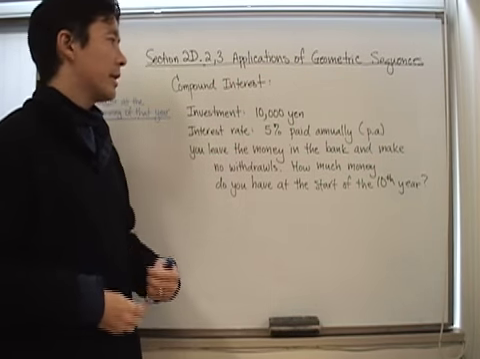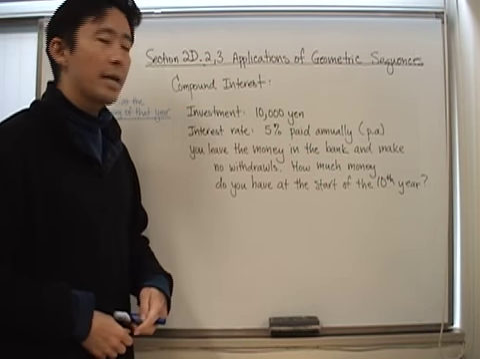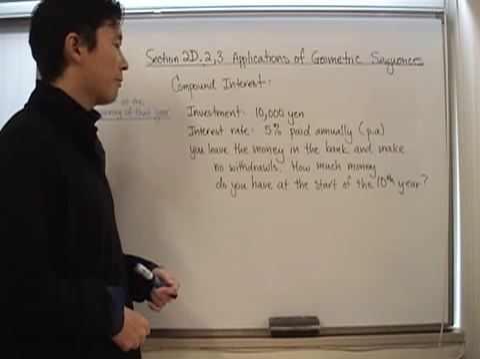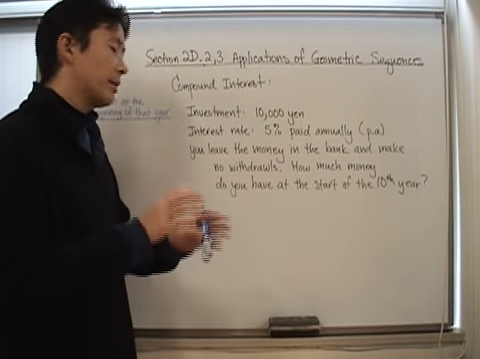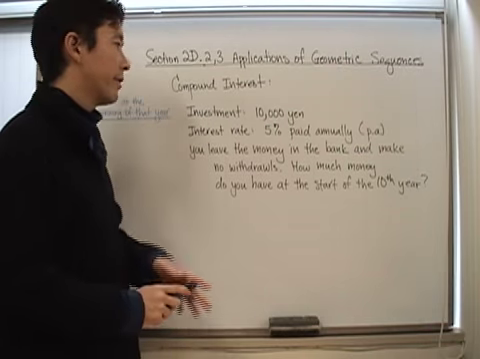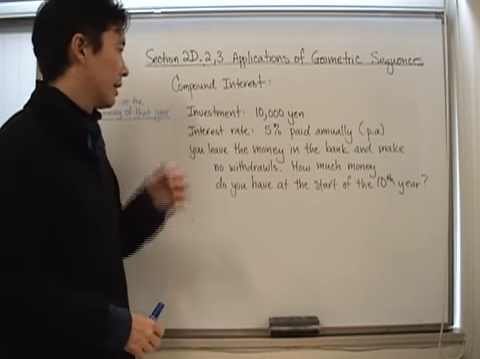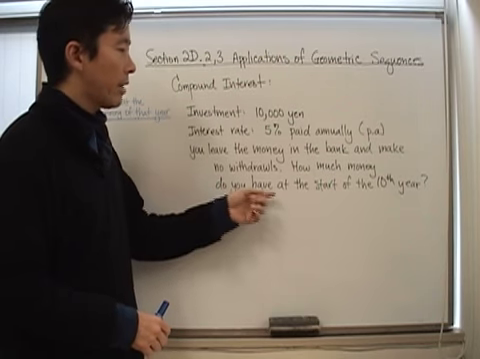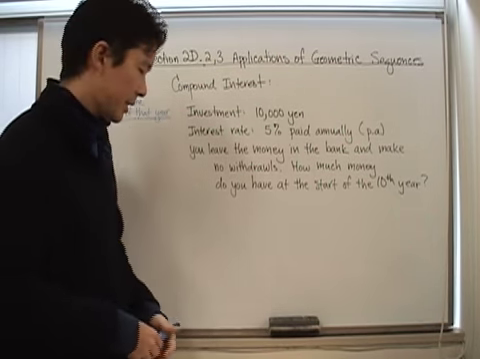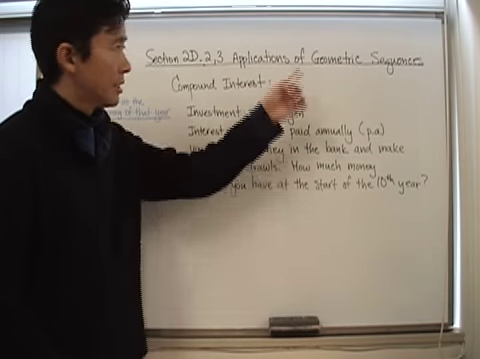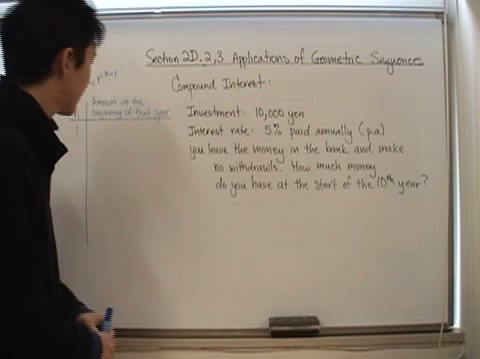So let's say, for example, we have 10,000 yen. The bank tells me they will give me a 5% interest rate paid annually. And I'm going to leave that money in the bank. I'm not going to make any withdrawals whatsoever, and I'm just going to let the interest build. Now, how much money will you have at the start of the 10th year? So how does this actually relate to geometric sequences? Let's take a look at how this all works.